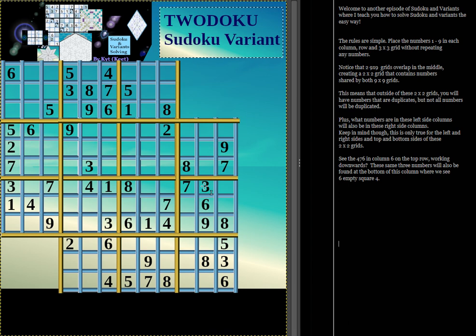Keep in mind though, this is only true for the left and right sides, not the top and bottom sides of these 2 by 2 grids. See the 4, 7, 6 in column 6 on the top row working downwards? These same three numbers will also be found at the bottom of this column, where we see 6, empty square, 4.